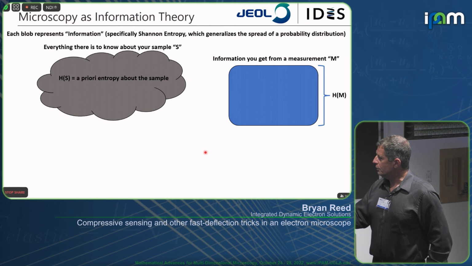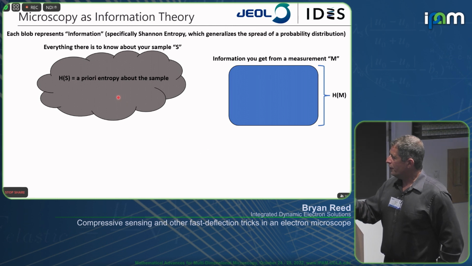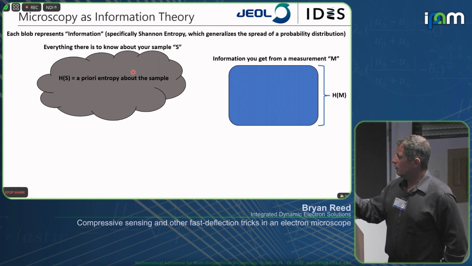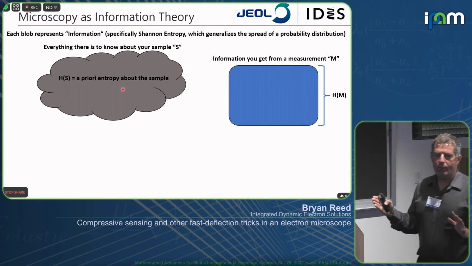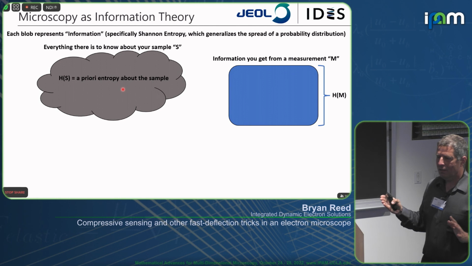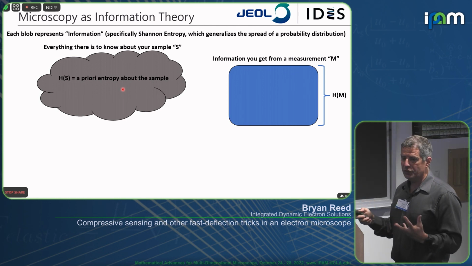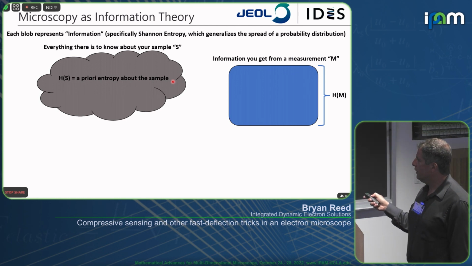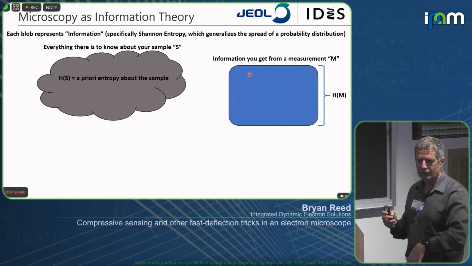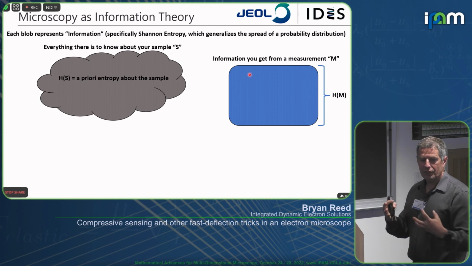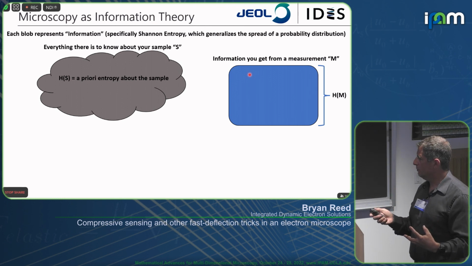So if we think of it in terms of entropy, the a priori entropy about the sample, call it S, is this cloud, and it's like all the stuff you don't know about your sample. And you want to know some fraction of it. And then you get some information from a measurement, and there's going to be some probability distribution of numbers that could come off your measurement. And there's an entropy associated with that probability distribution.